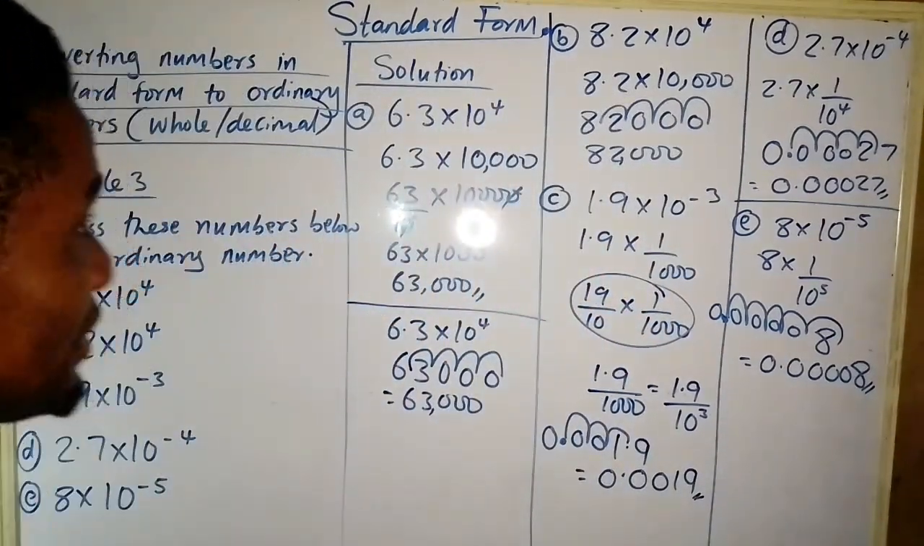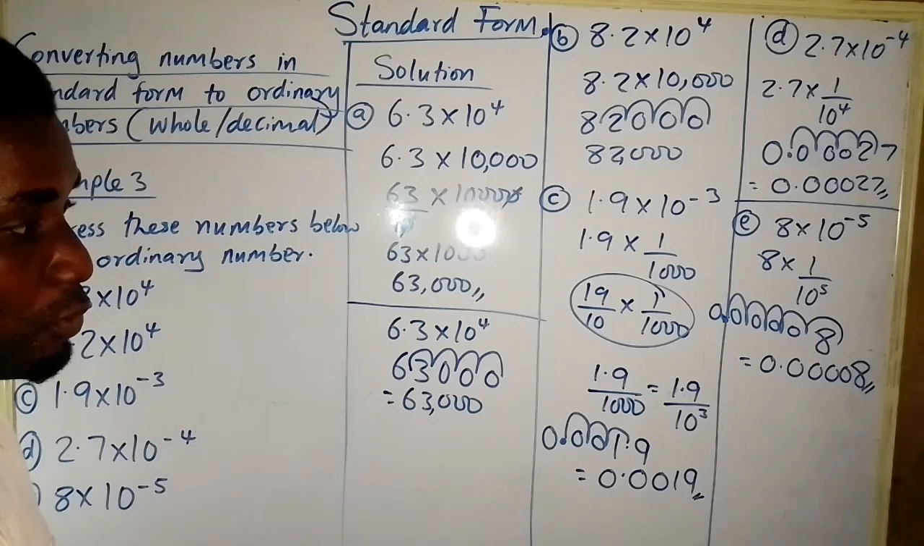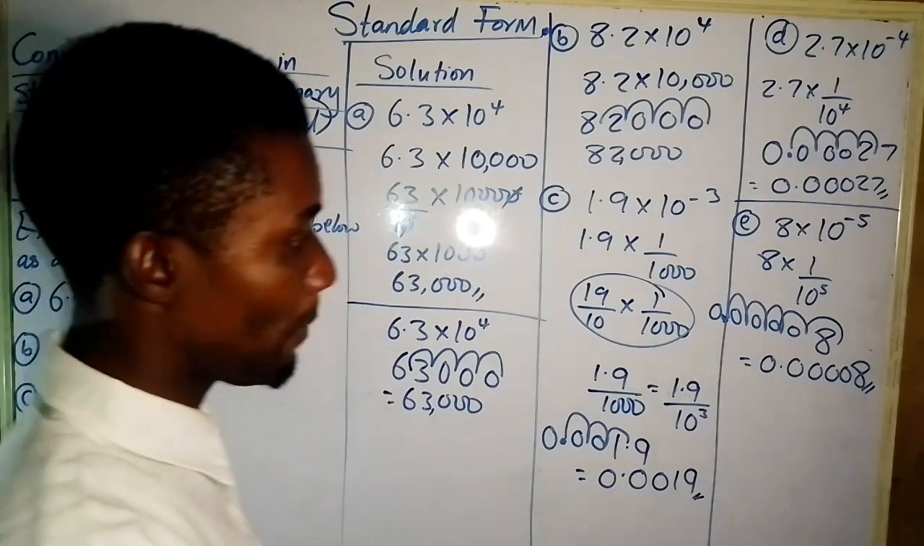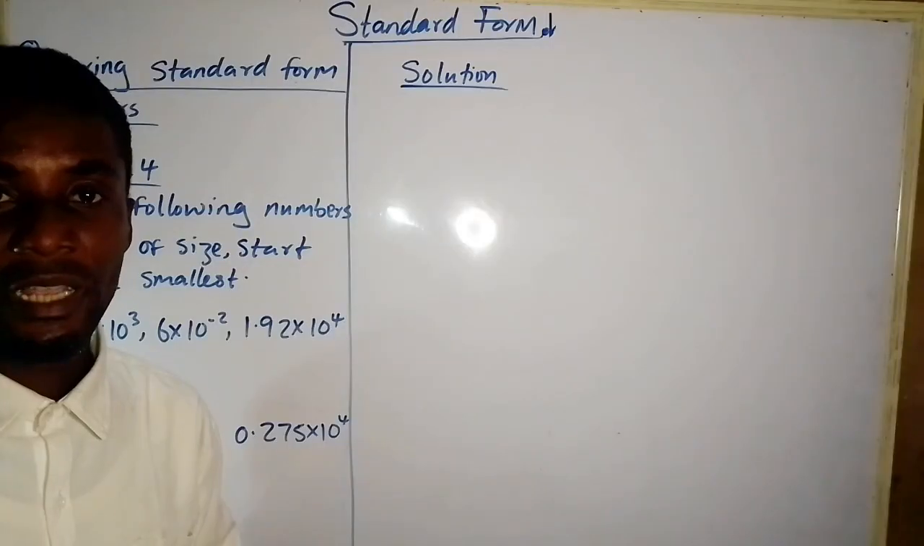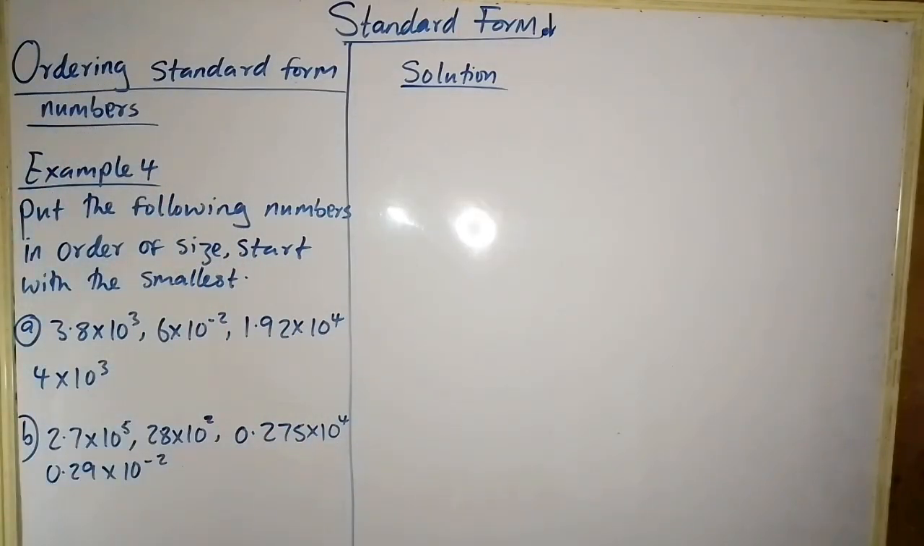And this is how to convert a number in standard form to an ordinary number, either whole number or decimal number. So the next aspect we're going to discuss now is the ordering of standard form numbers, either from the smallest to the biggest, or from the biggest to the smallest, vice versa, as the case may be.